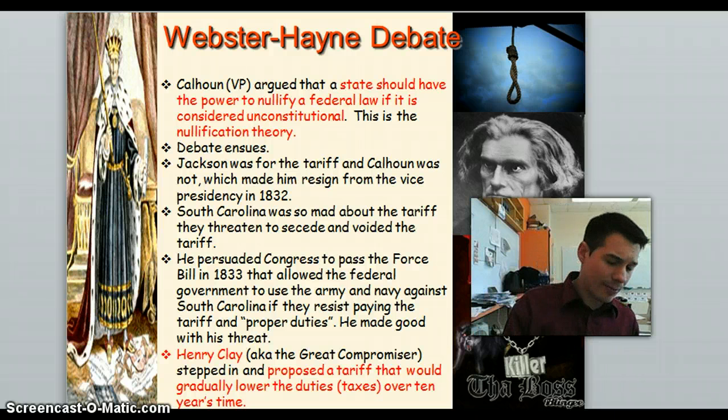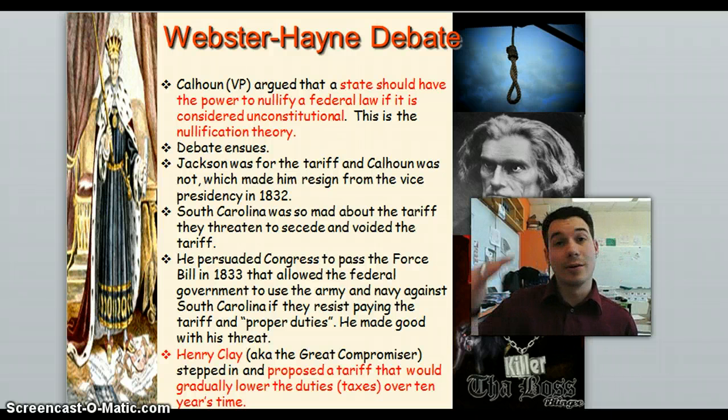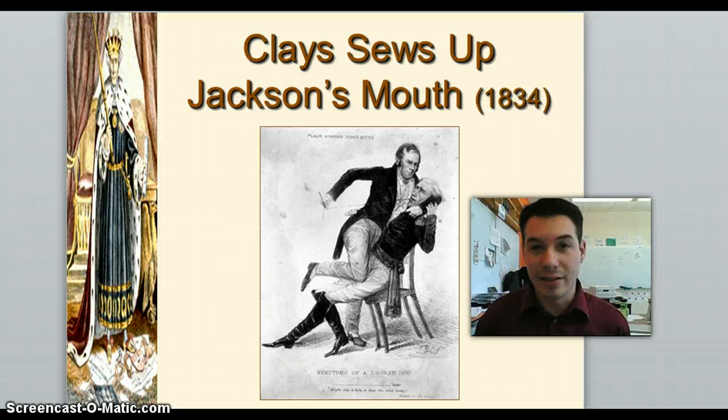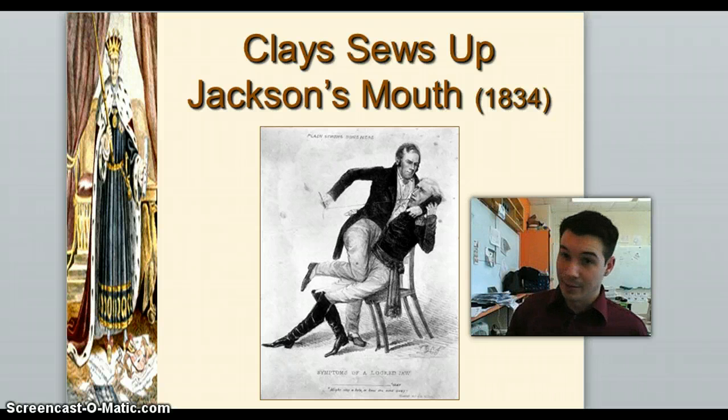Now, Henry Clay, the great compromiser, as we know, steps in and proposes a tariff that would gradually lower the duties over 10 years' time, and they were okay with this. And of course, many political cartoons had a field day with this.